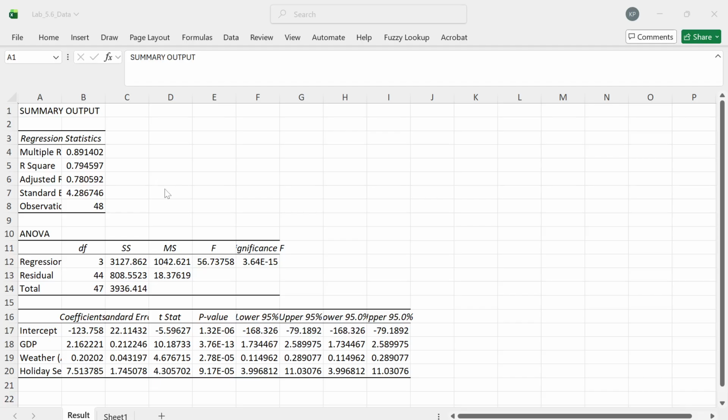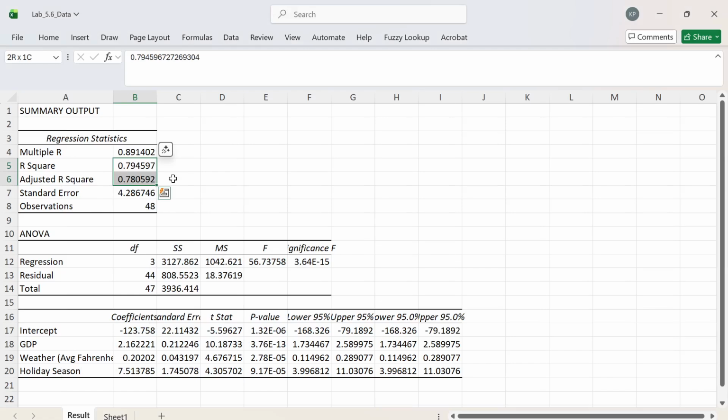So this is the output and result, and you need to interpret this. Now I would like to talk about how to interpret it professionally. You are a business analyst, and it's very important for business analysts to know how to interpret this table. For interpretation, you need to check R square and adjusted R square, significance F, and the p-values for GDP, weather, and holiday season, and the values of these. I will explain step by step.